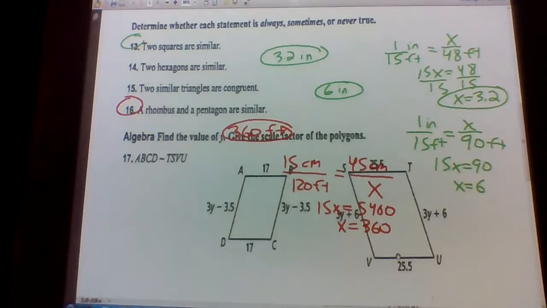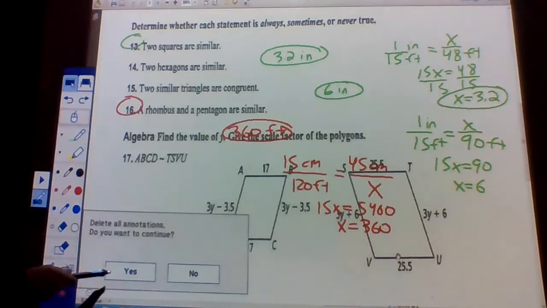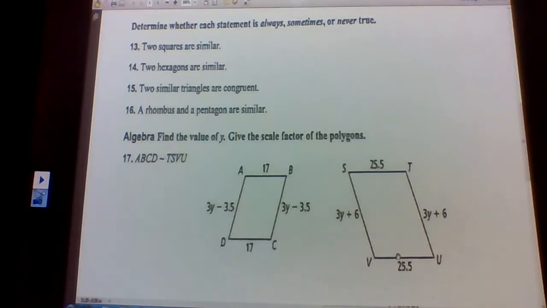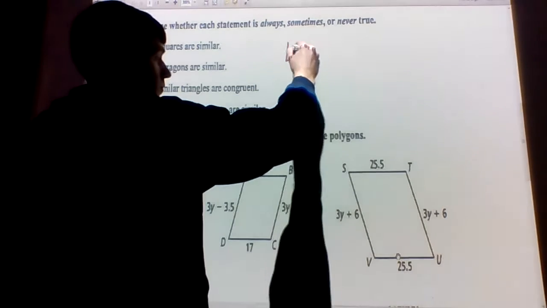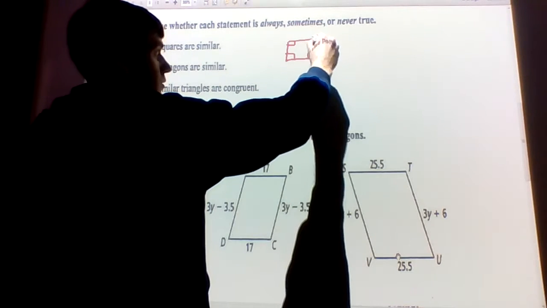Okay, determine whether the statement is always, sometimes, or never true. So 2 squares are similar. Well, the angles are going to be congruent.